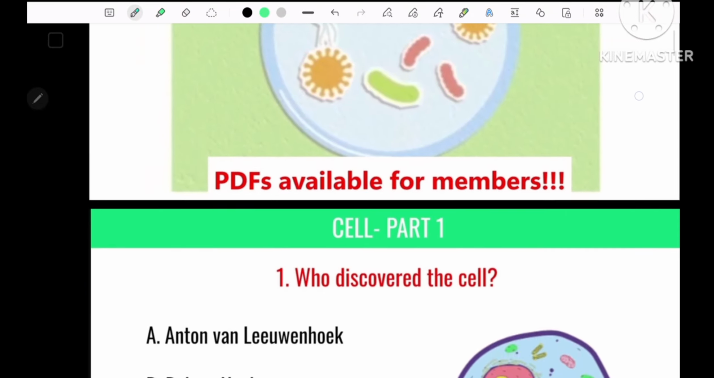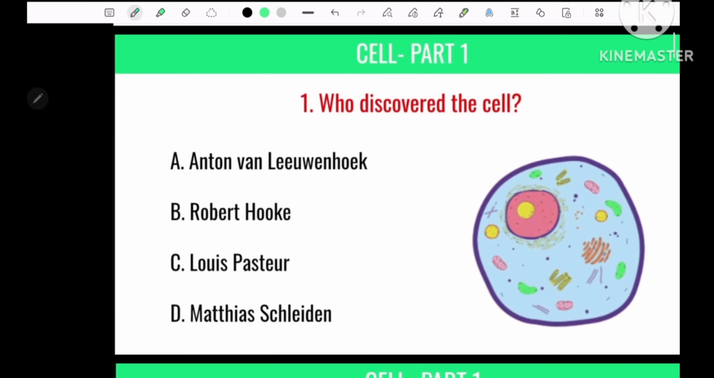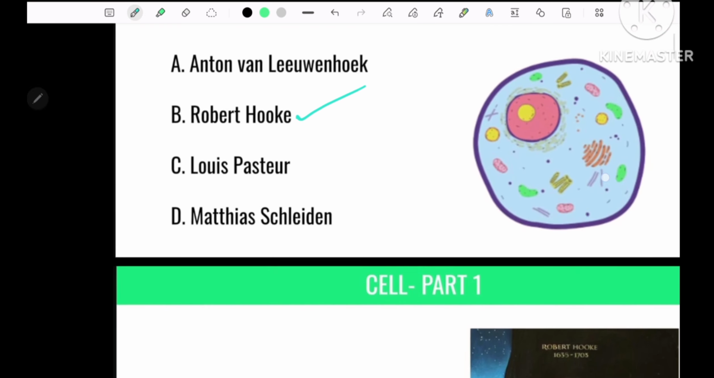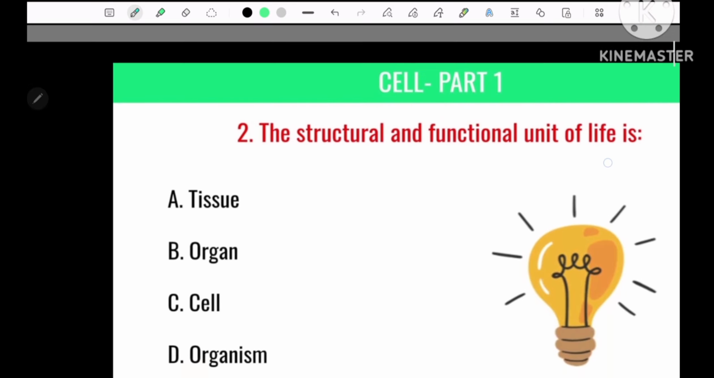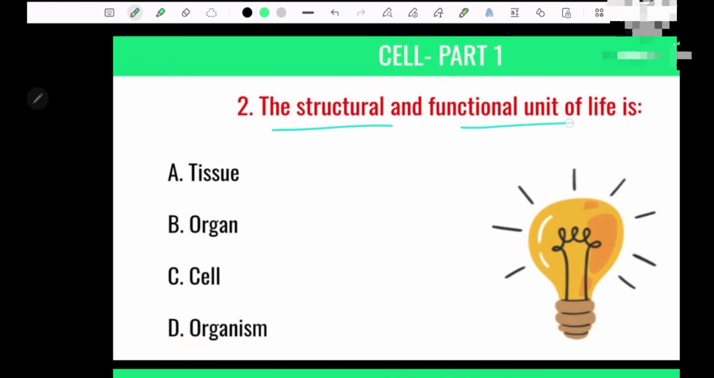Cell Part 1. Who discovered the cell? Robert Hooke. The cell was first discovered and named by Robert Hooke in 1665. The structural and functional unit of life is cell.